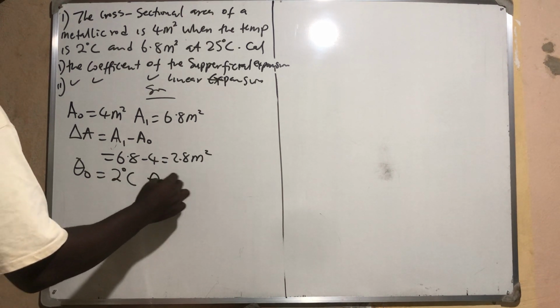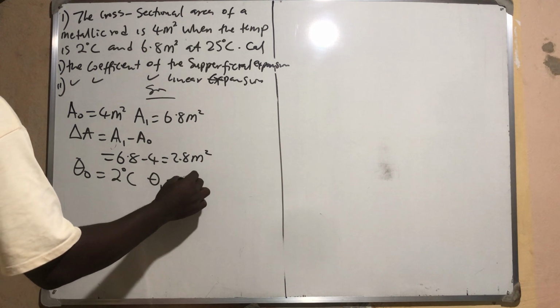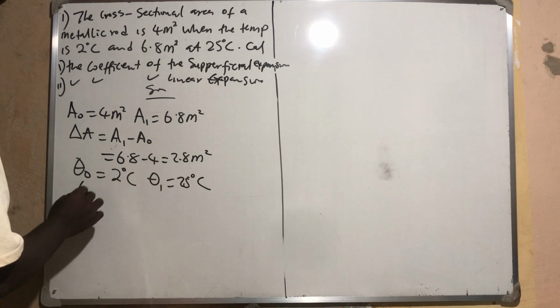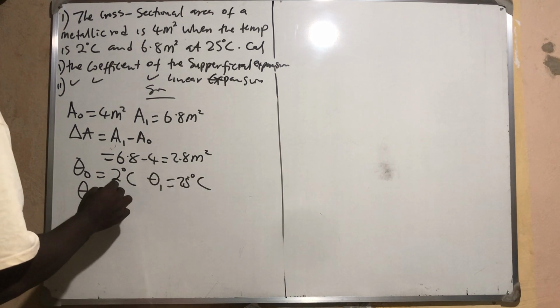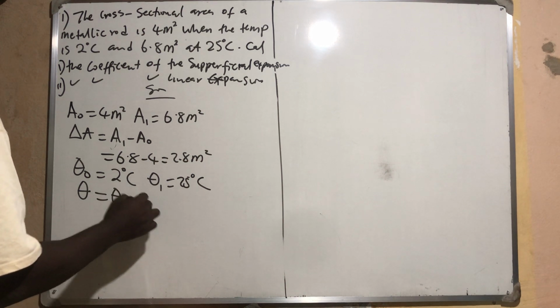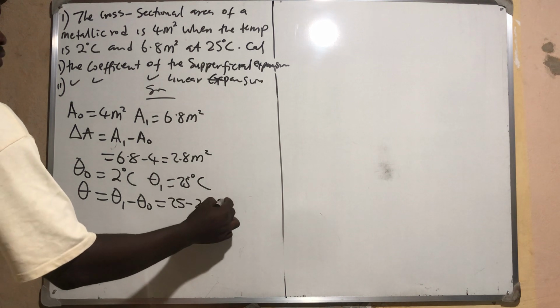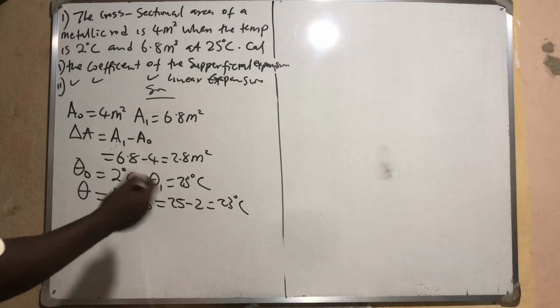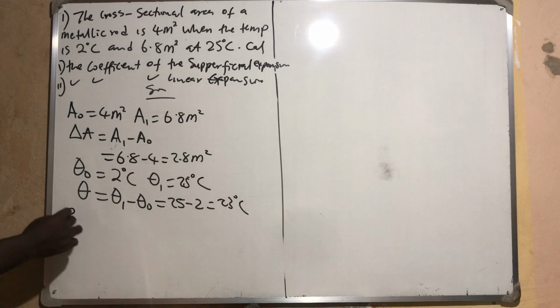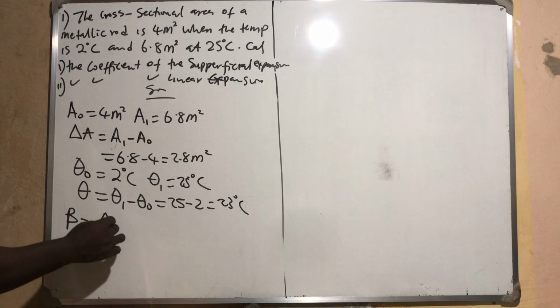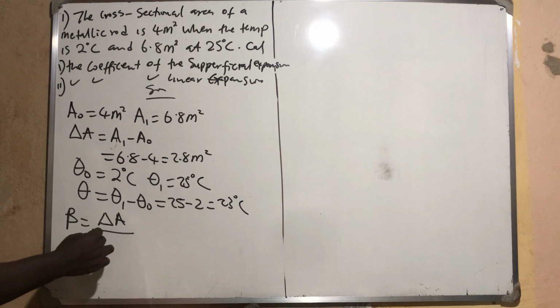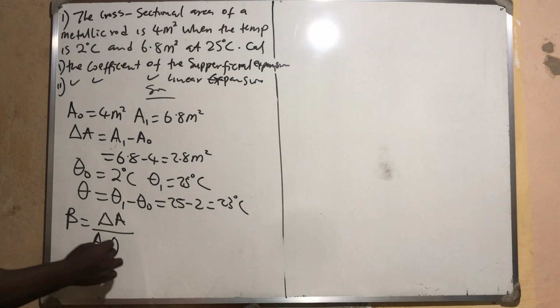They gave me theta naught, the original temperature, which is 2 degrees Celsius. But the new temperature they gave me was 25 degrees Celsius. So my change in temperature is theta 1 minus theta 0, which is 25 minus 2, which is 23 degrees Celsius. So I know that my area expansivity beta is equal to change in area over the original area, then change in temperature.